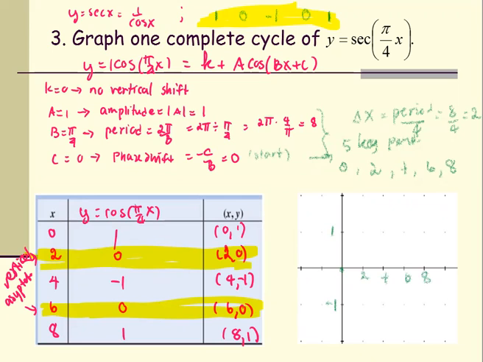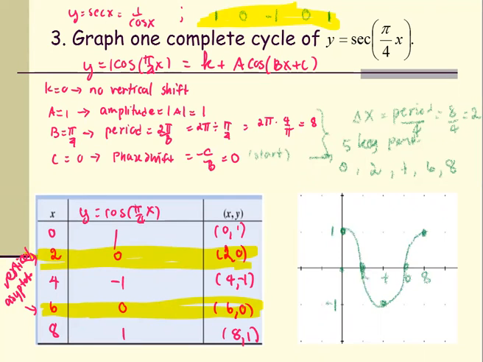At 0, the function value is 1. At 2, the function value is 0. At 4, -1. At 6, back to 0. And at 8, back to 1. The graph of the cosine will be as you see in green.